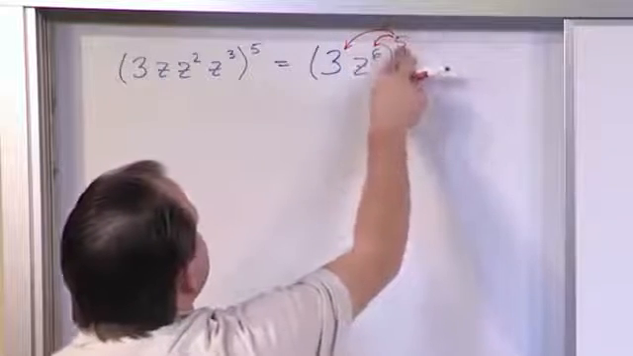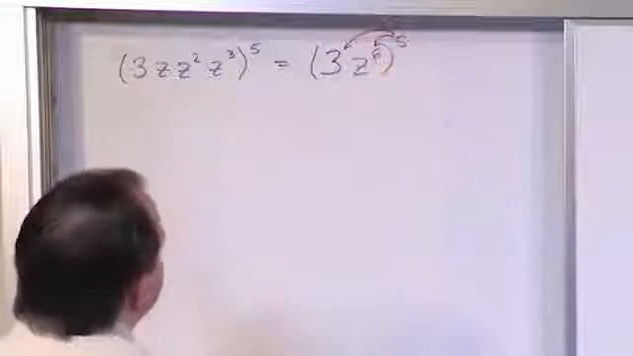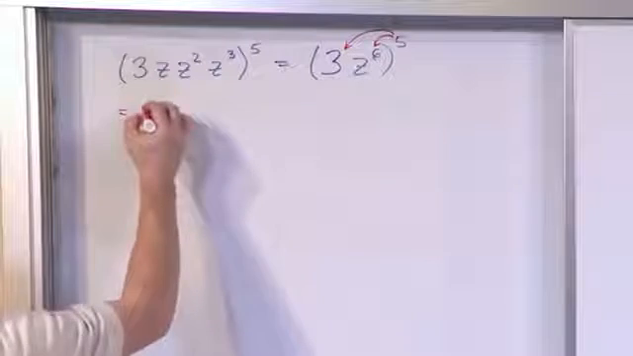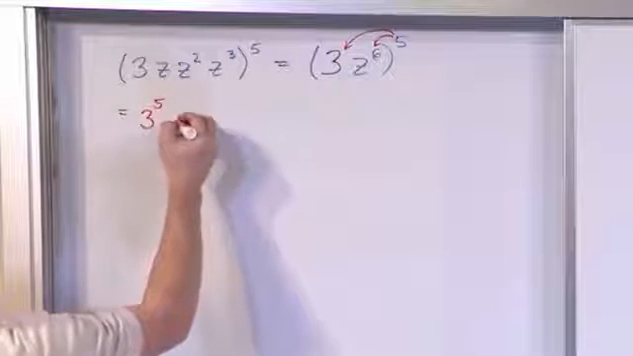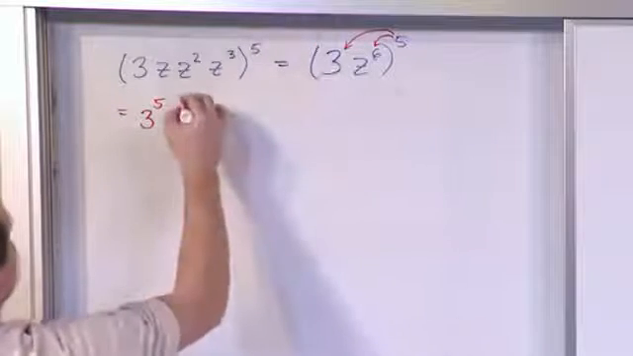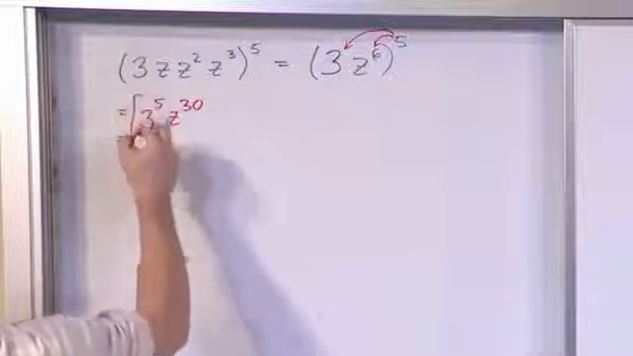Now notice the exponent 5 is going to apply itself to the 3 and also to the z to the 6. So anything in there gets affected. So what you're going to have is 3 raised to the power of 5 times z raised to the power of 6 times 5, which is 30. So you're going to have 3 to the 5, z to the 30th.